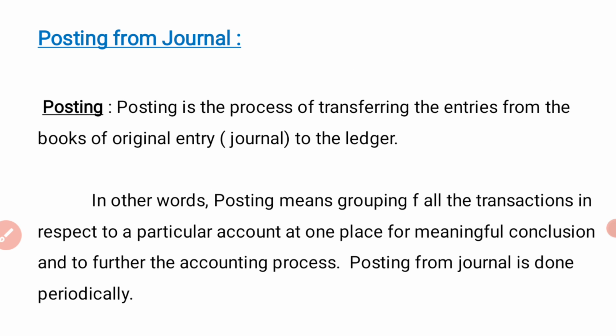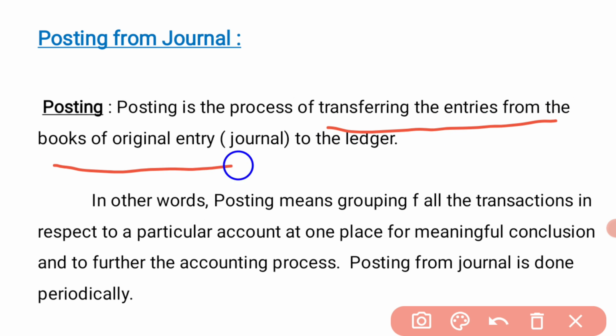Let us see the meaning of posting here. Posting is the process of transferring the entries from the book of original entry, that is called the journal, to the ledger. Posting is nothing but transferring the recorded entries from the journal to the ledger. This is what we can say as posting.